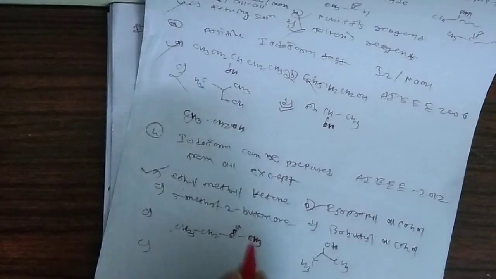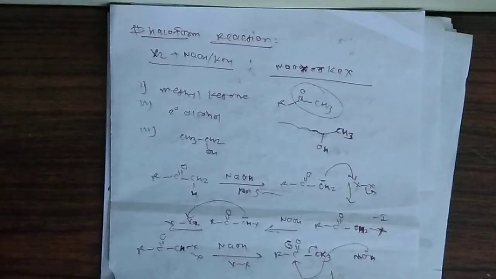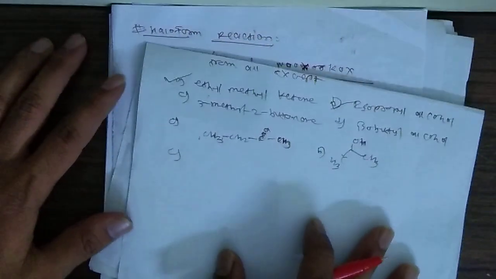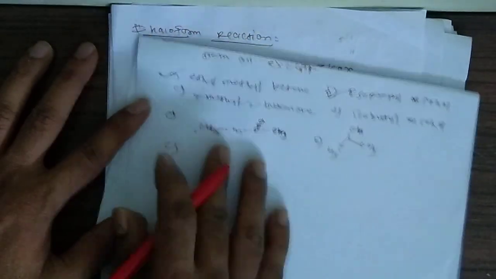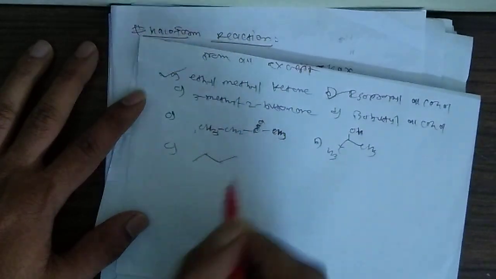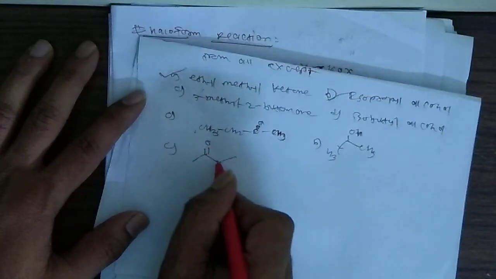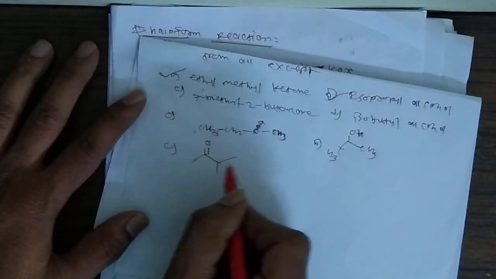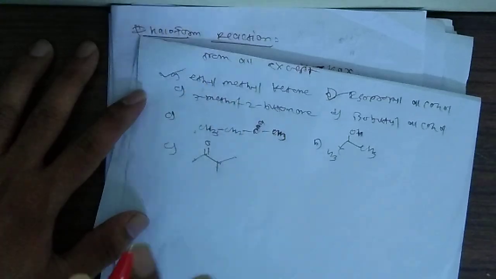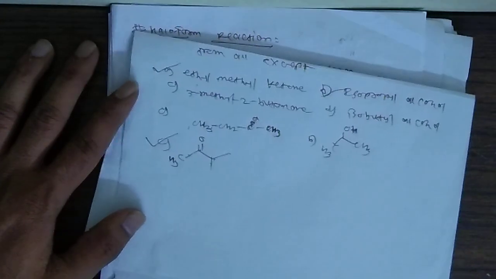Now comes C. What is C? 3-methyl 2-butanone. First draw the butanone: methane, ethane, propane, butane. 2-butanone means the carbonyl is at position 2, and 3-methyl. It has a CH3 group attached to the carbonyl carbon. This will also give a positive iodoform test.